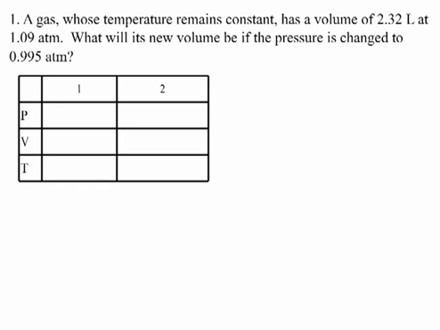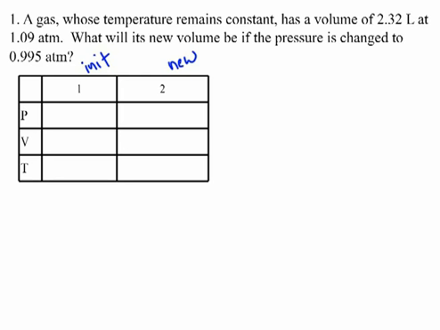All right, now what we're going to do is work with some problems that have a little more quantitative aspect to them, not as easily done as mental math. So we'll set up this chart. We have column 1 and column 2, for the initial conditions and the new conditions for pressure, volume, and temperature.